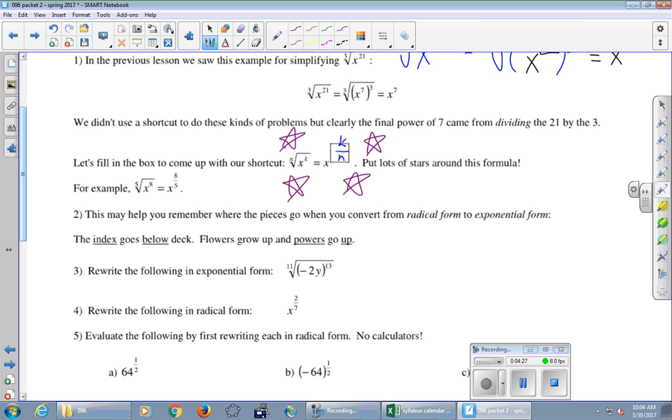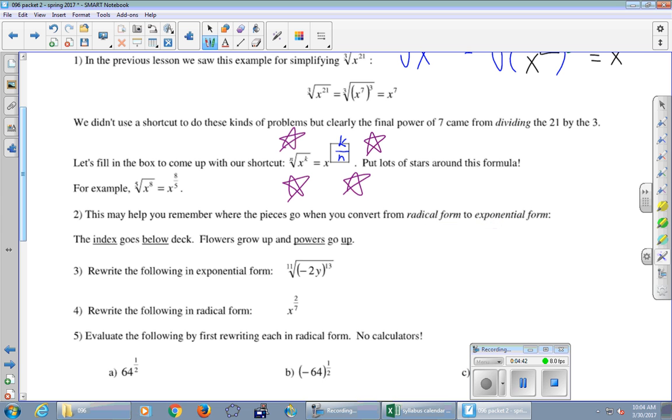Okay, so for example, the 5th root of x to the 8 is really the same thing as x to the 8 divided by 5. Power on top, index on the bottom. I don't know if this will help you remember which one goes where.